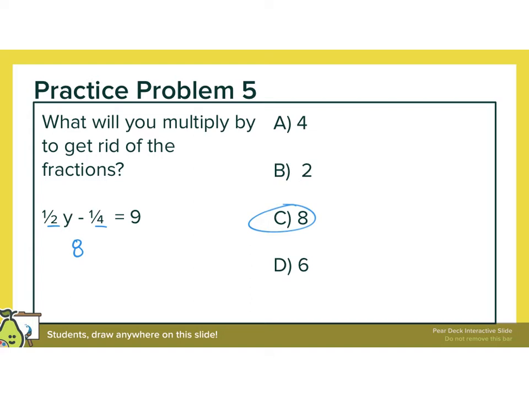So multiples of 2 are 2, 4, 6, 8. Okay, they're all there, right? 2, 4, 6. Multiples of 4 are going to be 4, 8, 12, 16. So the first and smallest number is actually 4. So these are both correct. You can multiply by either one, but this one's better because you'll have smaller numbers, which are easier to work with.